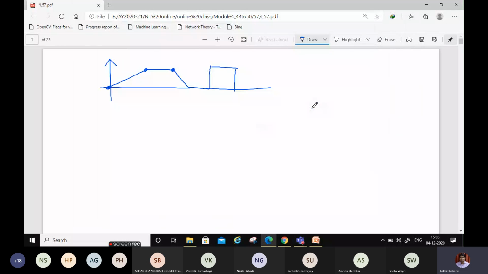Whenever you are checking these things, you can note that this is a ramp signal. Now this one is built up with some step signal, and again you have one more ramp signal, and here you have no signal, that is zero, and again you have the step signal.